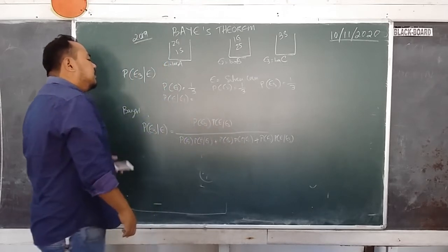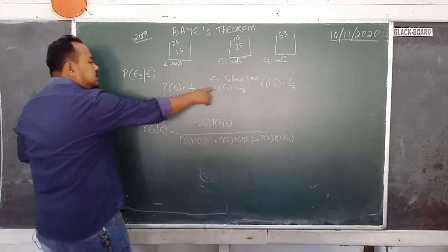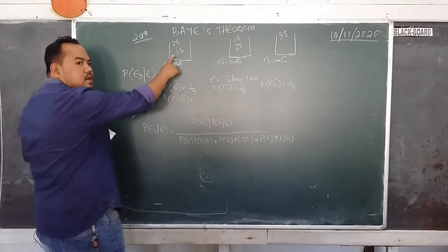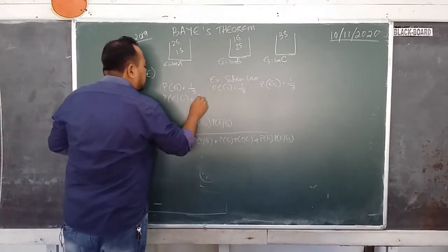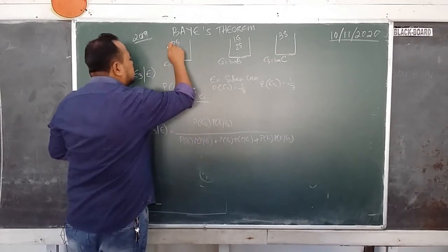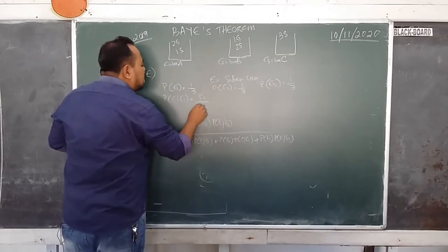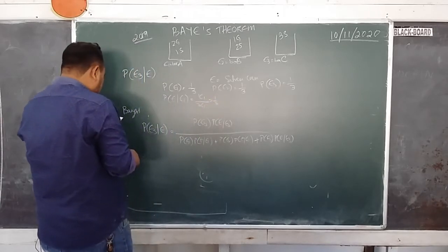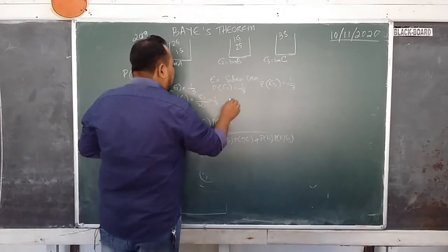So what is probability of E/E1? What is E? E is a silver coin, and what is E1, from box 1? How many silver coins are there? Only one. So I have to choose one. So this becomes 1C1 divided by total, how many coins are there? 3. So out of 3 I have to choose one. So this becomes 1/3.